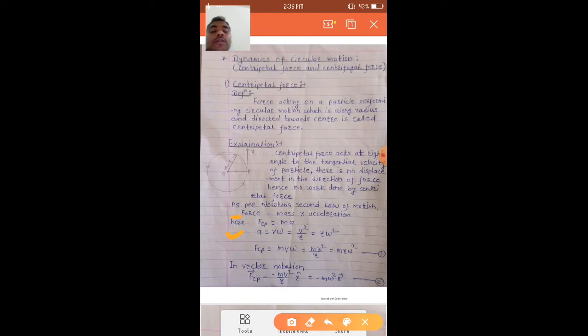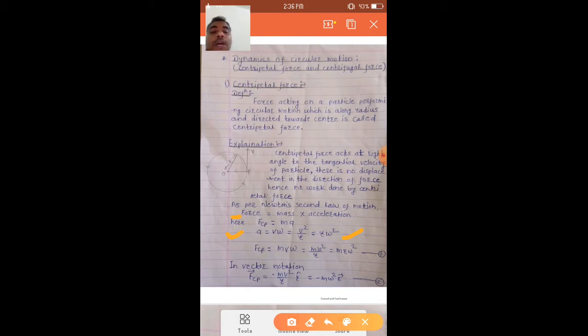Then a is equal to v into omega, but we know that the relation between angular velocity and linear velocity is v is equal to r omega. Then this acceleration we can write as v square upon r. Again, this equation we can write a is equal to r omega square.